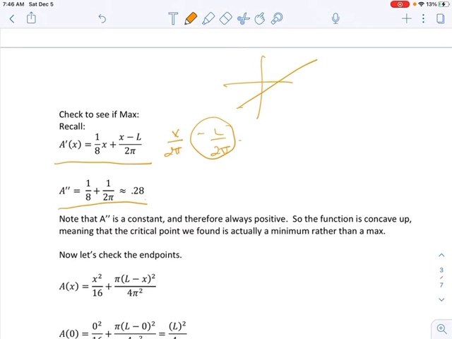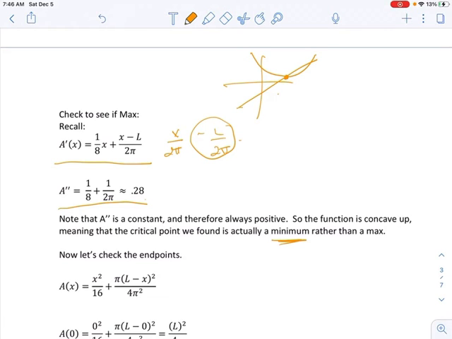It's a parabola that's concave up all the time, which means that this critical point must be a minimum rather than a maximum. But remember, the question said we want to find a maximum. So it's going to look something like that, and the lowest point is what we just found.